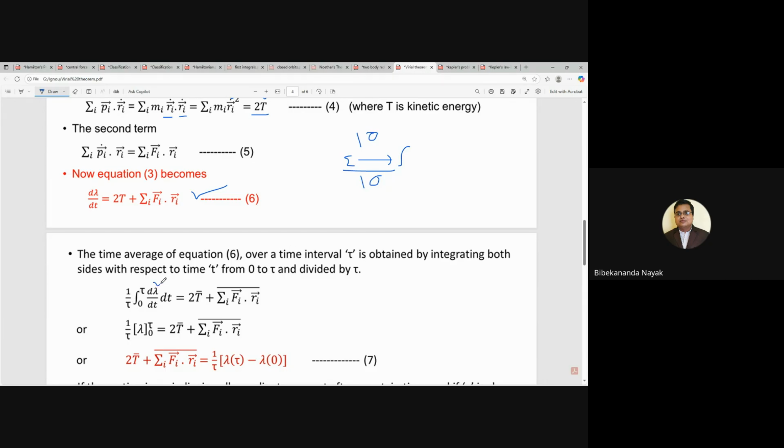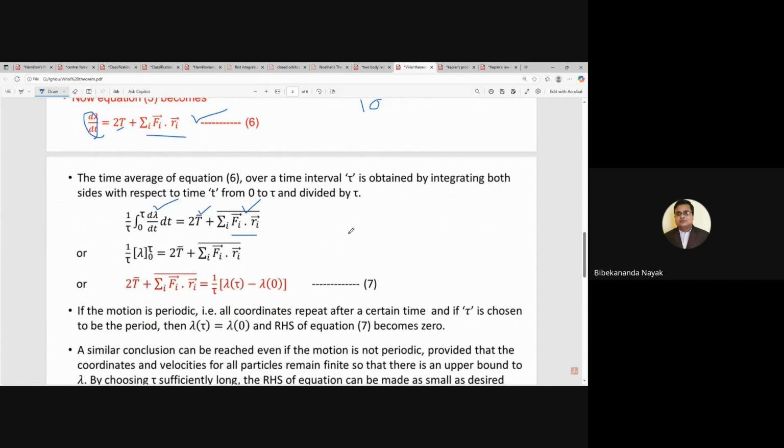Okay, this is the average. Similarly for the time average of the kinetic energy, T average, we get the average of this quantity as the average of this plus the average of this. The average of the left hand side is written like this: 1 by tau integral of d lambda by dt from 0 to tau. If it is a periodic motion, then we know tau is the time period. The motion repeats at tau, so whatever the value at 0, it is the same as the value at time period tau. So for periodic motion, it becomes 0.